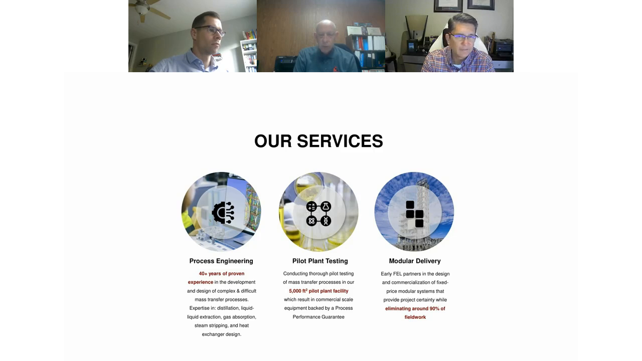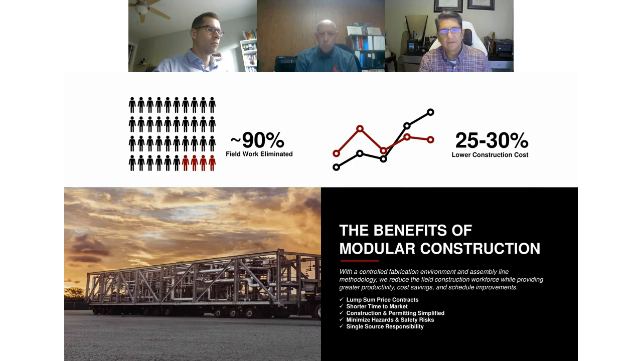And then ultimately, all our projects are delivered modularly. We do not stick build any of our projects. The benefit of modular construction is that we're able to eliminate probably close to 30% of field work. Everything is done at the fab shop, factory acceptance tested before it goes out into the field. We're also able to lower construction costs compared to traditional stick build by 25 to 30%, depending on location and other factors. Some of the other benefits are lump sum pricing, shorter time to market, simplified permitting and construction, much greater safety, and single source responsibility.